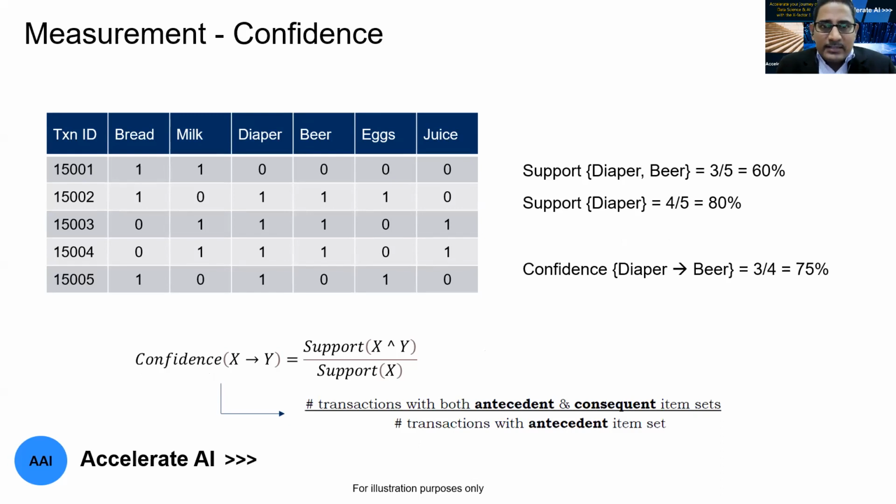When we look at confidence, we have the support factor, which is already measured. Now, confidence, when we say from X to Y, is the confidence that someone, when he or she is buying diaper, will buy beer. We go by the formula of support of X intersection Y divided by support of X, which means the transactions where both antecedent and consequent item sets occur, divided by the transactions with the antecedent item set. Now, support of diaper and beer is 3 times out of 5, which is 60%. And support of diaper itself is 80%. So 60% by 80%, or 3 by 4, that's 75% confidence of diaper to beer, right? So that's what confidence is about.